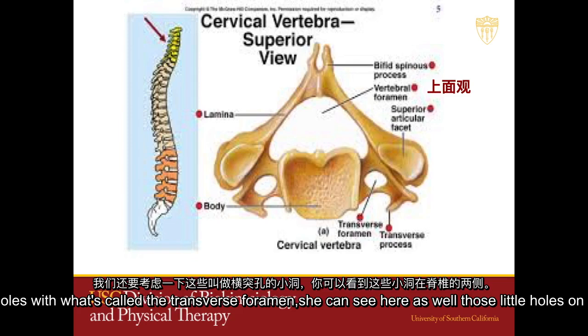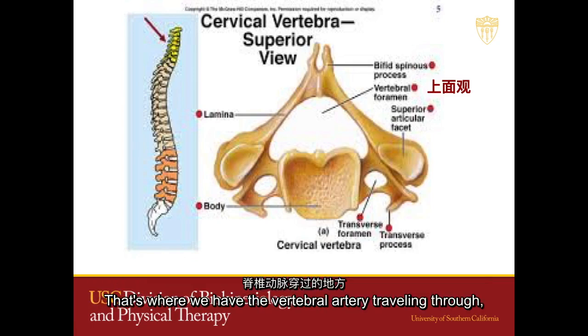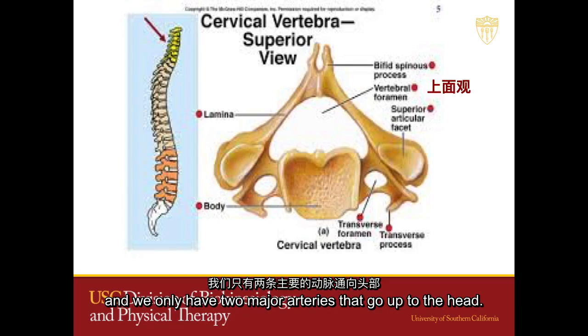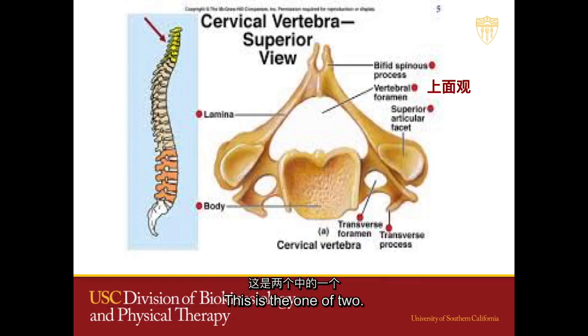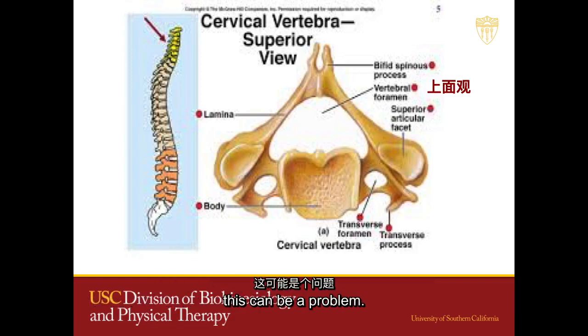We also have to think about the small holes with what's called the transverse foramen, which you can see here as well, those little holes on either side of the body of the vertebrae. That's where we have the vertebral artery traveling through. And so if that becomes narrowed, then obviously we have issues with that artery. And we only have 2 major arteries that go up to the head. This is one of 2. And so if there are issues, then it can lead to problems with circulation to the head, which we all know can be a problem.